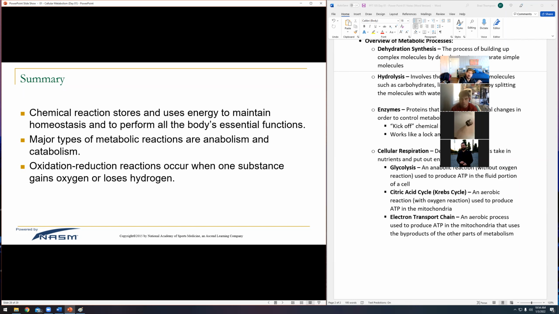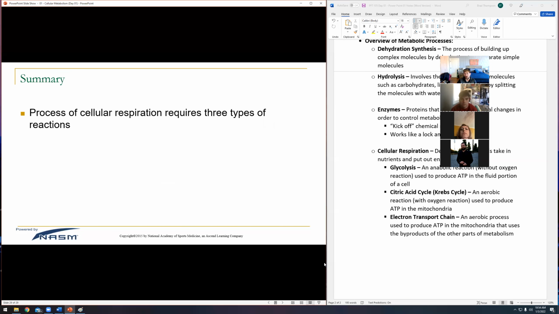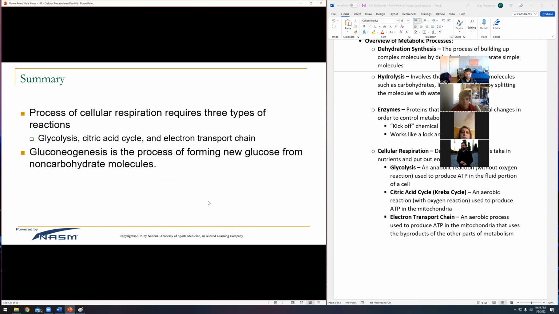Tomorrow, we're going to take a break from the metabolism stuff, and we're going to dive into nutrition, because we're going to get into what happens before any of those chemical reactions take place. We've got to look at how we break down our ingredients to even make that energy. So that will be tomorrow's lesson.